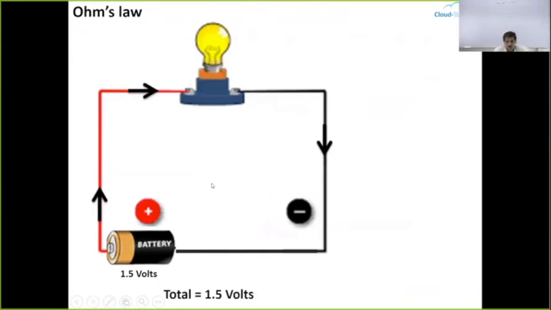Today's topic is Ohm's law. Now, in order to understand Ohm's law, let us start with a simple circuit yet again and then talk about Ohm's law.